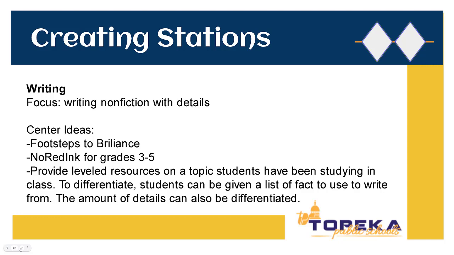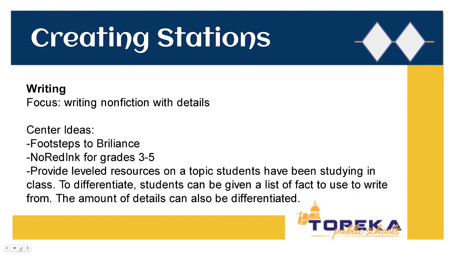I can use Footsteps to Brilliance for my lower grades. I can use No Red Ink for grades 3 through 5. And in No Red Ink, I can use pre-assigned writing topics, or I can create my own. So I could differentiate the topics within No Red Ink and assign them individually as well. In addition, I could provide leveled resources on a topic students have been studying in class.